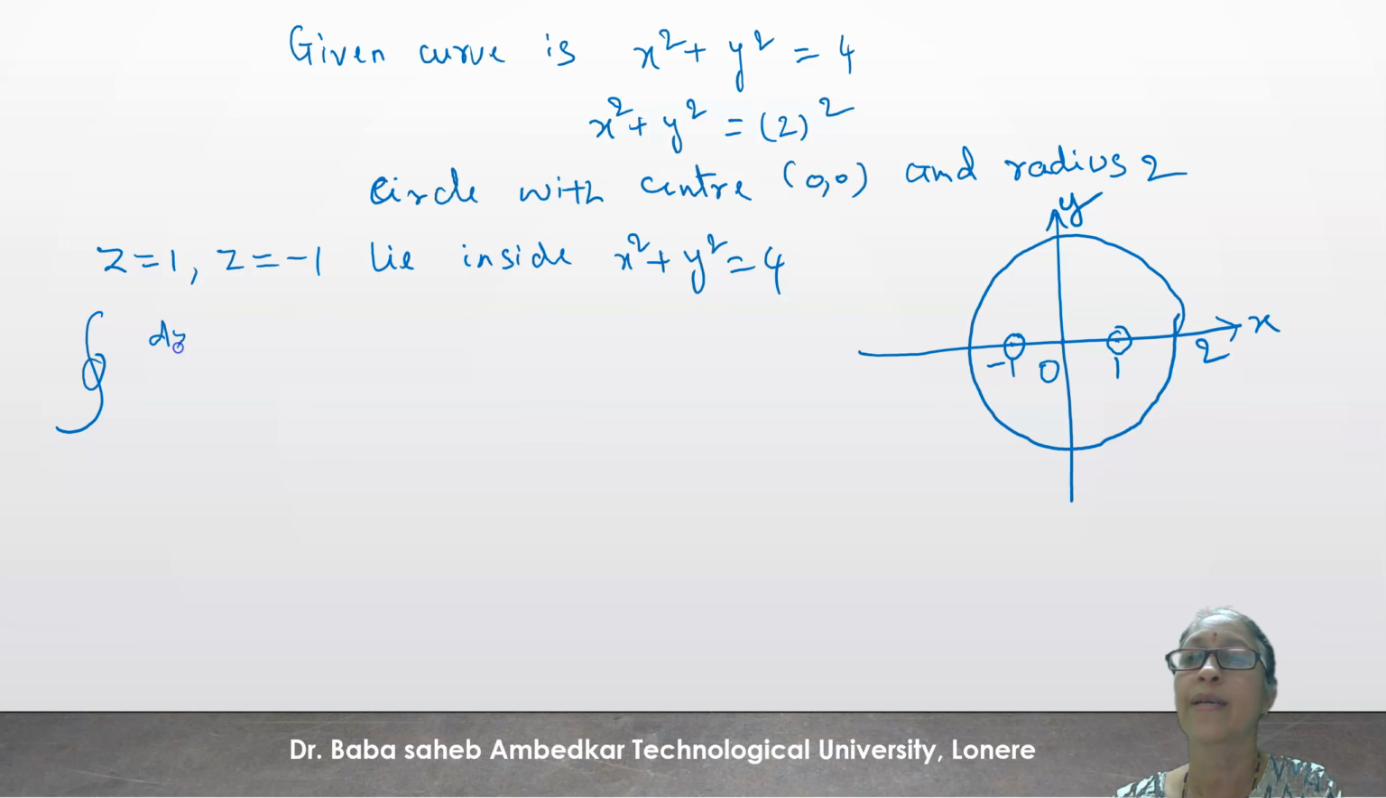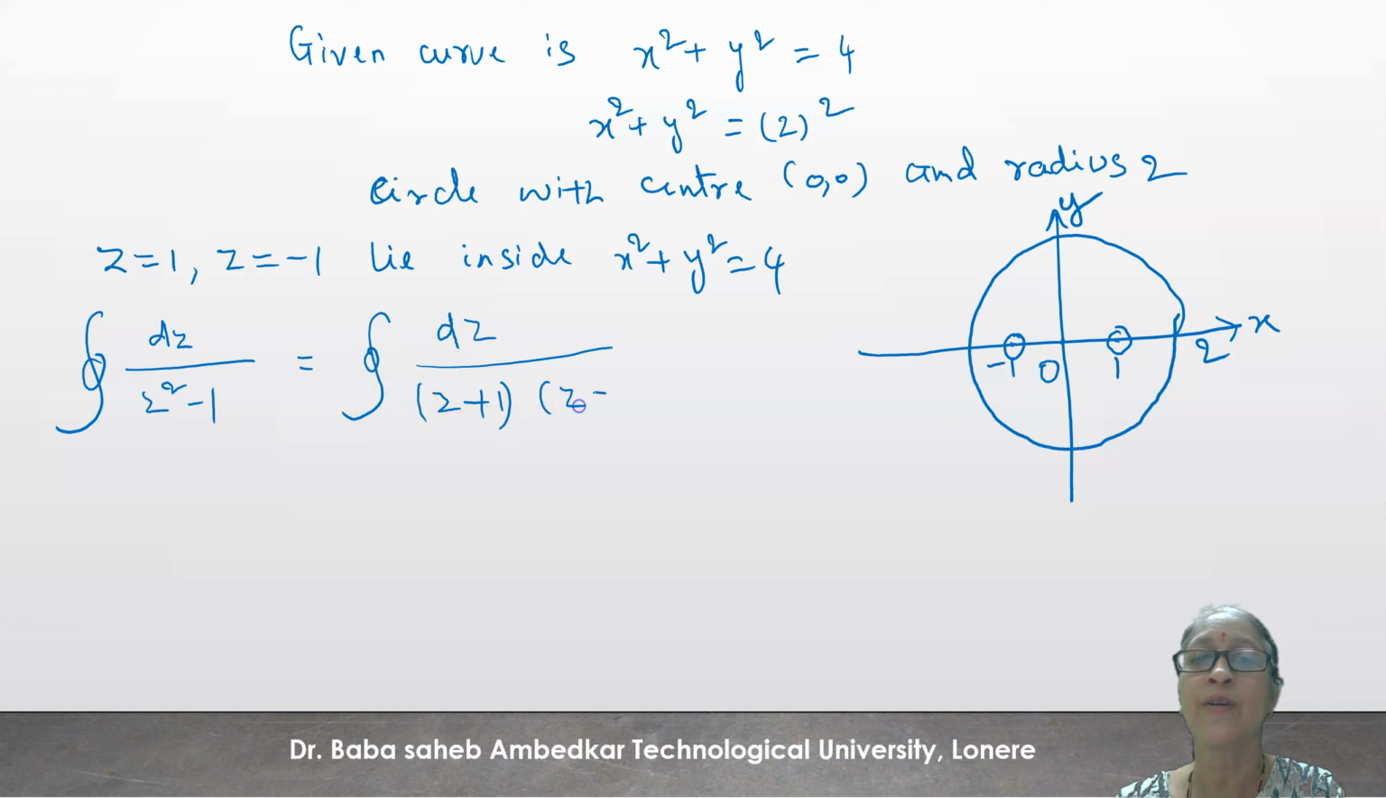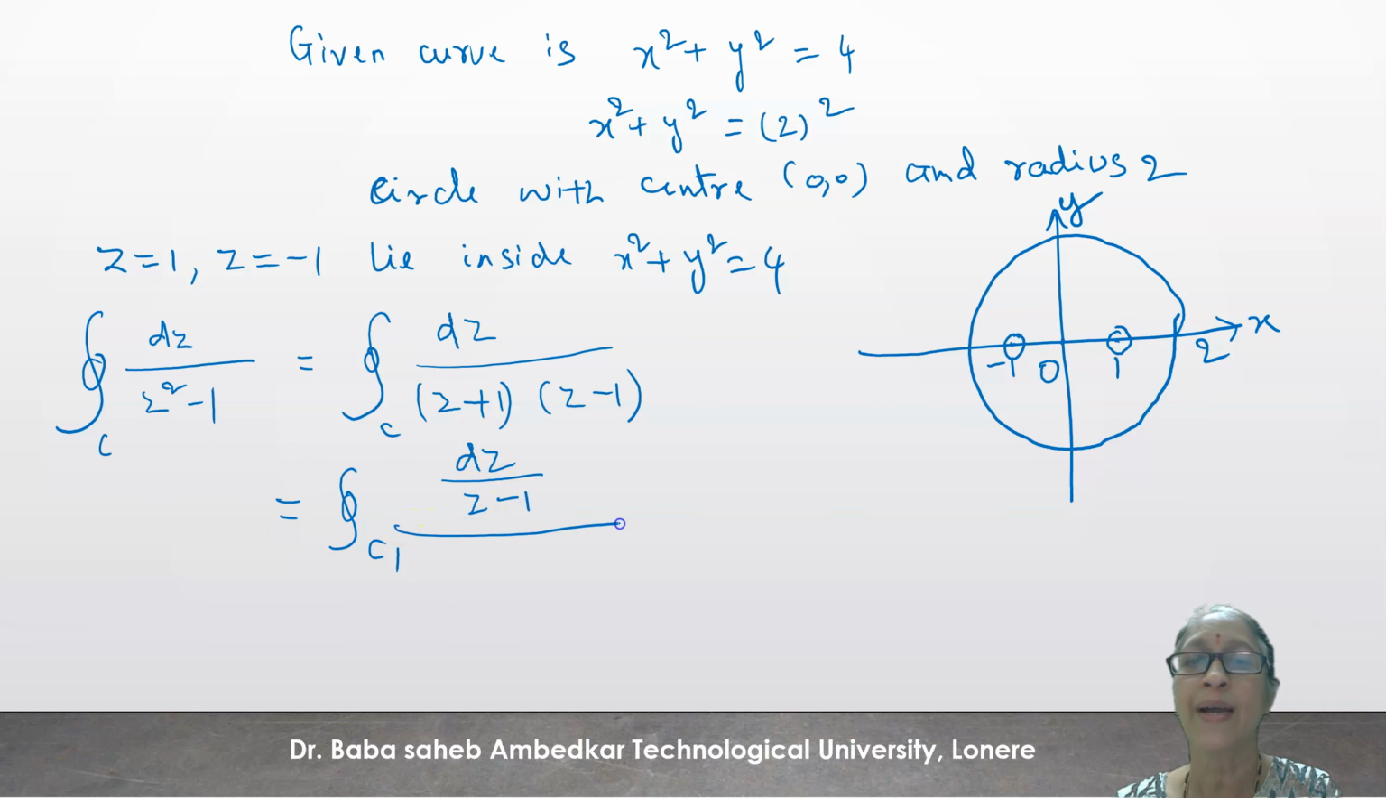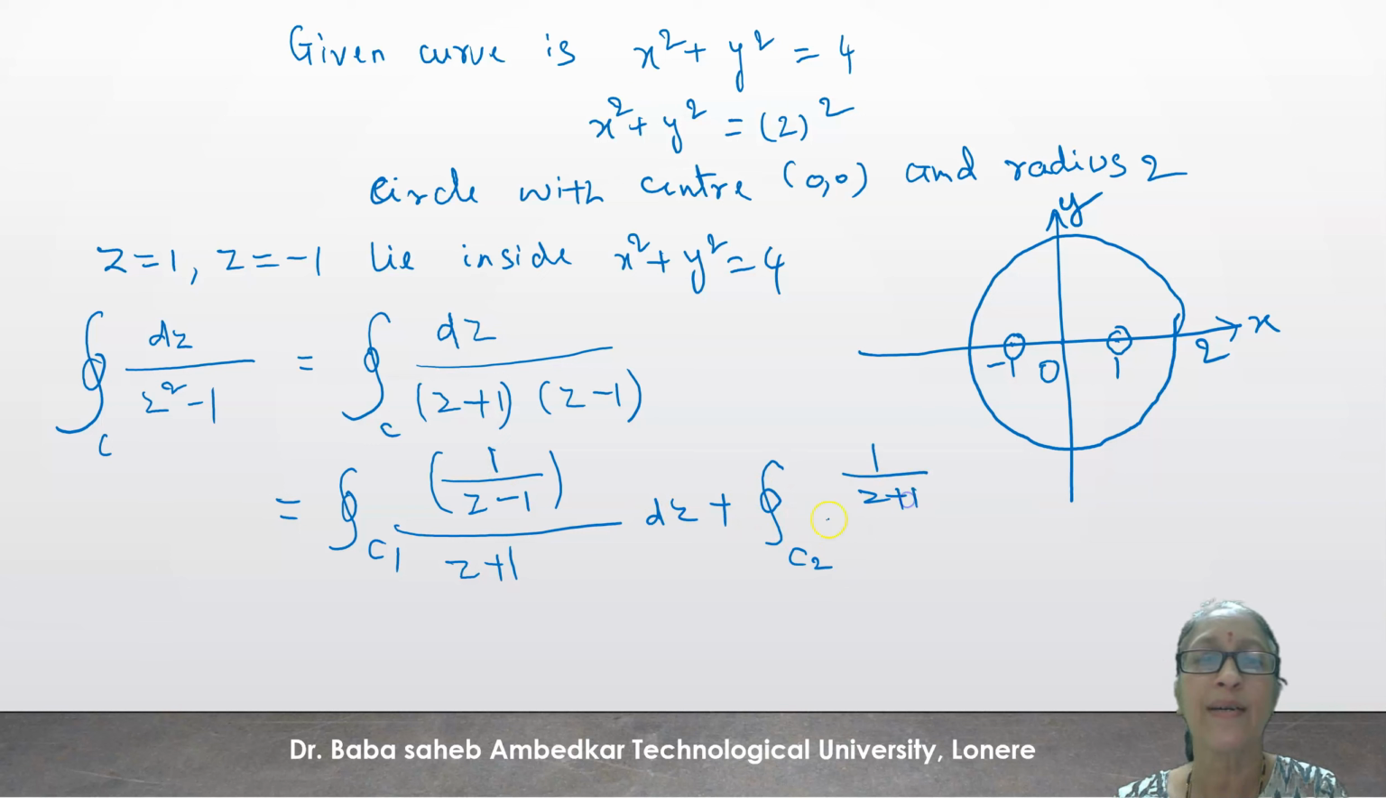What is this? dz by z square minus 1. How do you write this? Which is equal to, write factors in the denominator. What are the factors of z square minus 1? z plus 1 into z minus 1. Okay, this is along curve C. Then we can write it as along curve C1, dz by z minus 1 upon z plus 1, or you can write 1 by z minus 1 upon z plus 1 dz, plus along curve C2, 1 by z plus 1 upon z minus 1 dz.